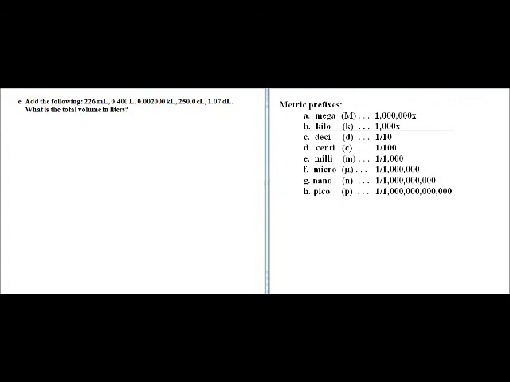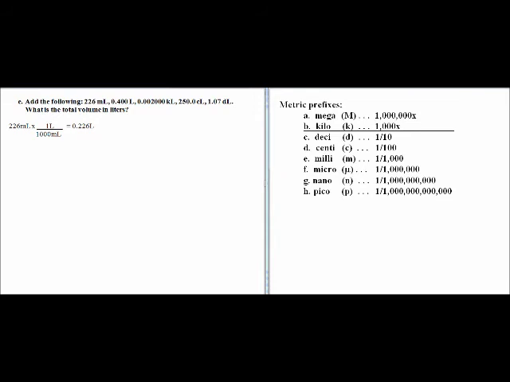We'll start off by converting 226 milliliters. We know that the conversion factor between milliliters and liters is 1,000, and because we started with milliliters, we'll make sure that the denominator is milliliters as well. 226 times 1 liter over 1,000 milliliters. 226 milliliters divided by 1,000 equals 0.226 liters.